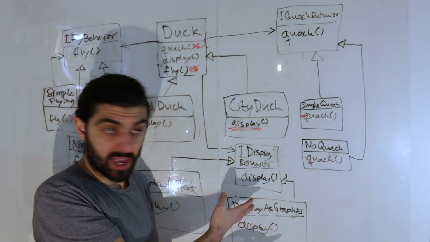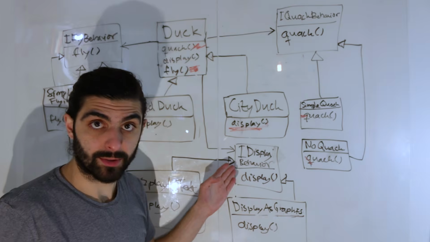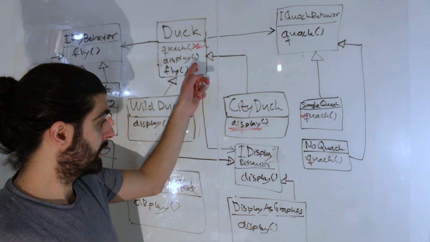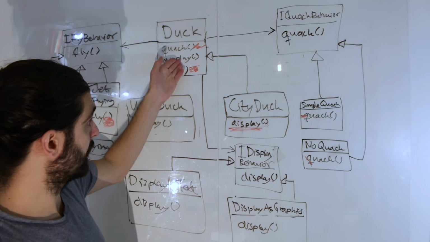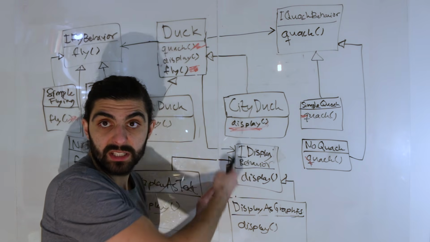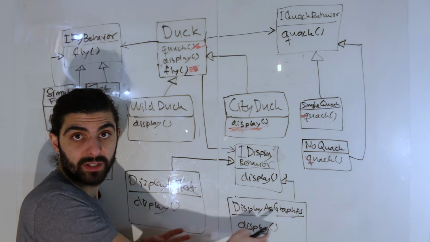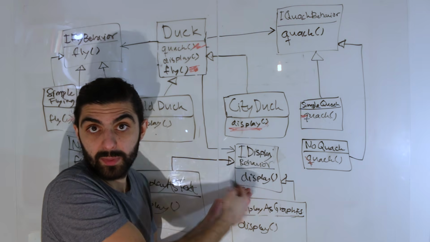But back to the display behaviors. If the duck now also has display behaviors, we have the display method here, and suddenly the display method makes use of a display behavior. So when we call the display method, we invoke the display method in whichever concrete display behavior we happen to have. And we can do that because we know that we have something that is an iDisplay behavior.